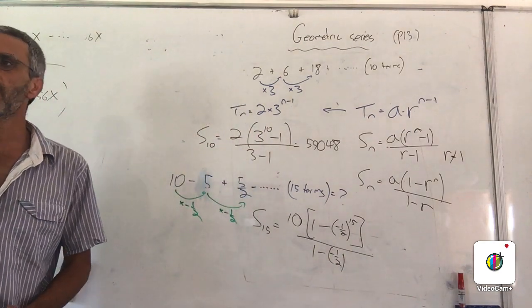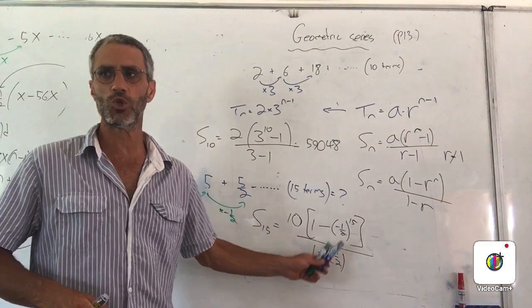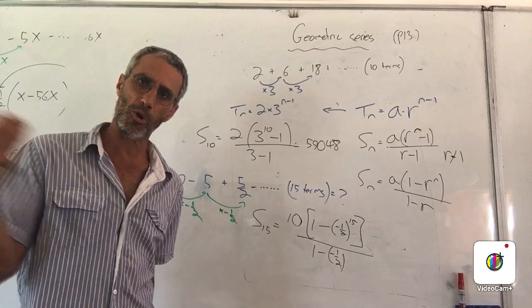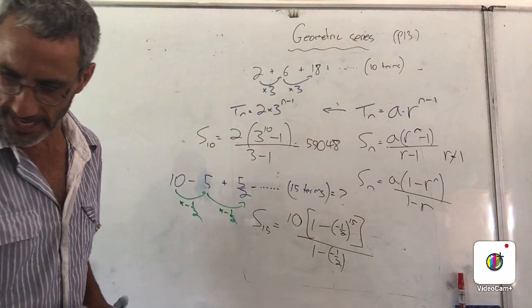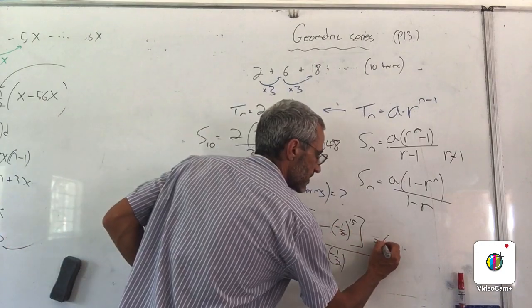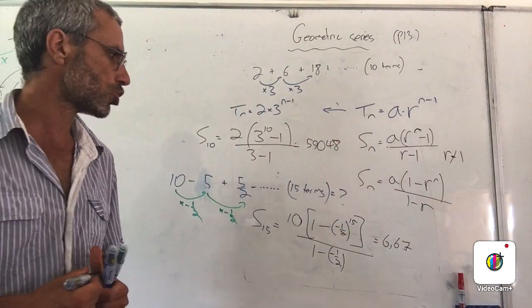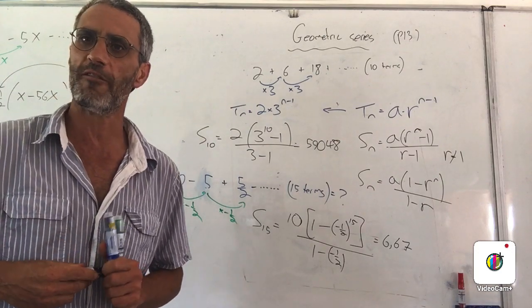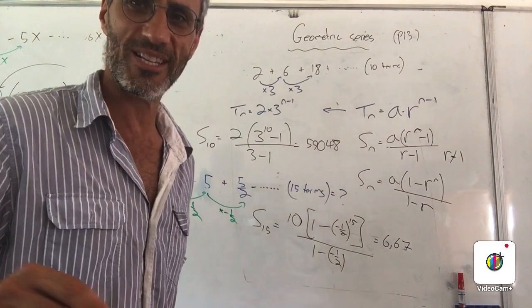And again, here guys, don't try and do it by hand, you're going to have power 15, 2 to the power 15, who knows how much it is. Put it in your calculator. In fact, put it in your calculator. These guys are telling me they got 6.67. I just want to make sure you can use a calculator, that you are competent in using a calculator.